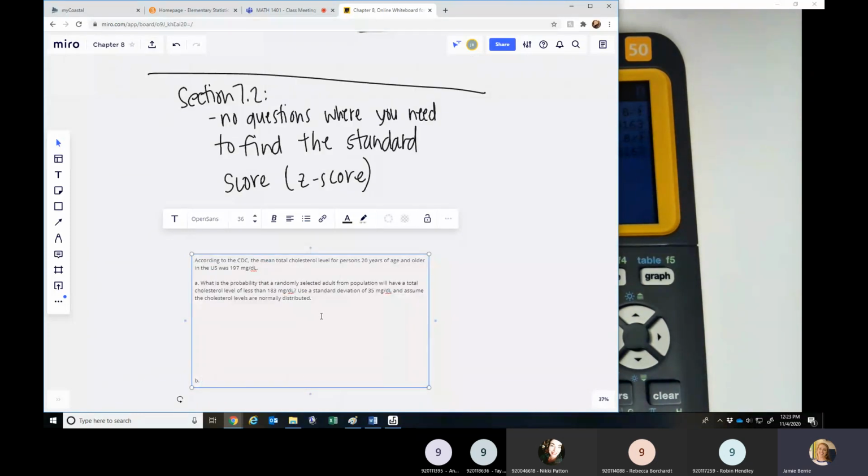All right, then I'm going to go ahead and add in the part B. What is the probability that a randomly selected sample of 150 adults from the population will have a mean total cholesterol of less than 183 milligrams per deciliter? Okay. Again, it says use a standard deviation of 35.